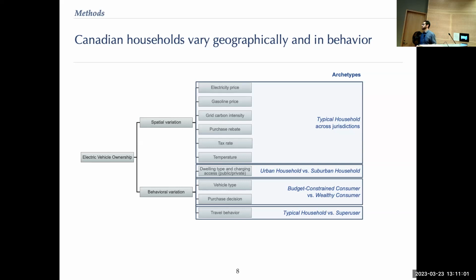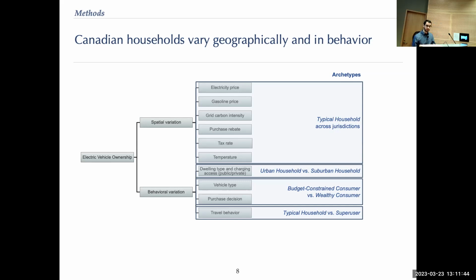The next one I have is budget constrained consumer versus wealthy consumer. This is the difference between a person who is constrained by the amount that they can pay per month for car payments or in a lump sum, versus a wealthy consumer, someone who's able to just purchase whatever vehicle they want, regardless of what it is, whether it's small or big or luxury or not. And then the last one there is comparing a typical household to a super user. A super user is an entity such as Uber or a taxi company or logistics, some business that basically drives a lot every day. And as you saw in the previous graph, driving an EV more makes it better for the economics of that car. And so the super user is comparing the typical household to that.